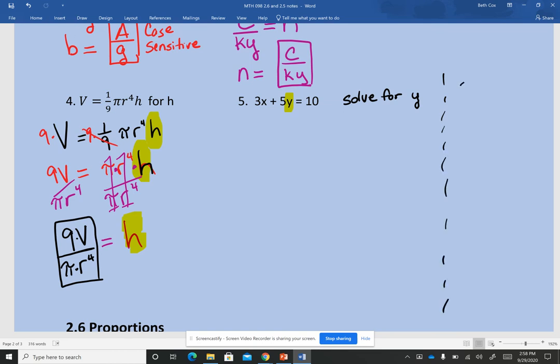What if we had 36 plus 5y equal 10? Instead of that 3x, what if that was 36? How would you solve for y then? Well, I would guess every one of you would say subtract 36 on both sides. And I would say you are absolutely right, because that is what you would do. And that is still what you're going to do.